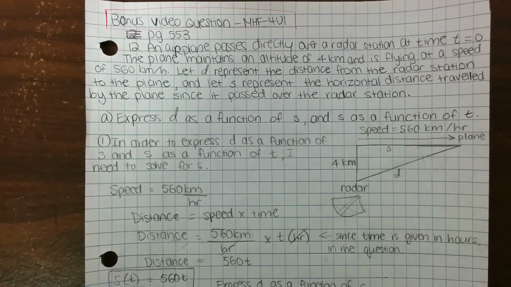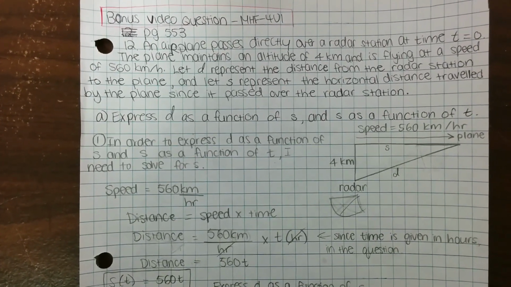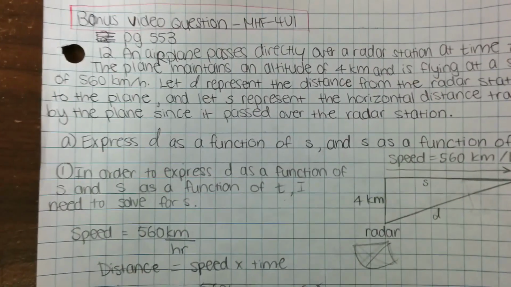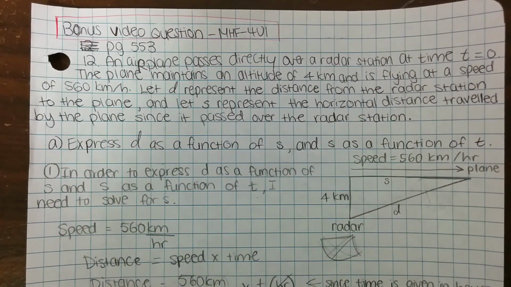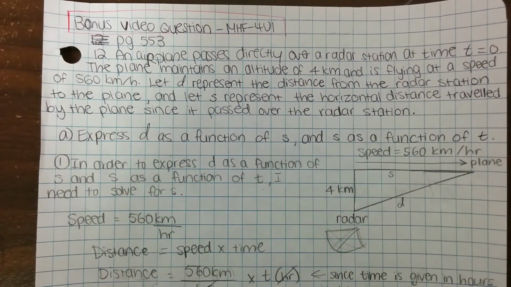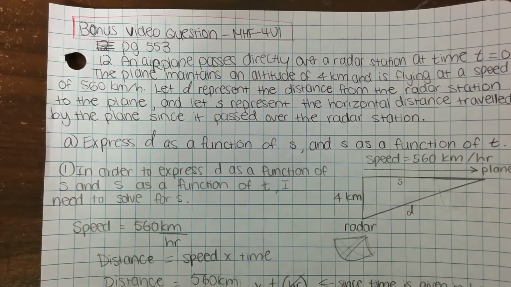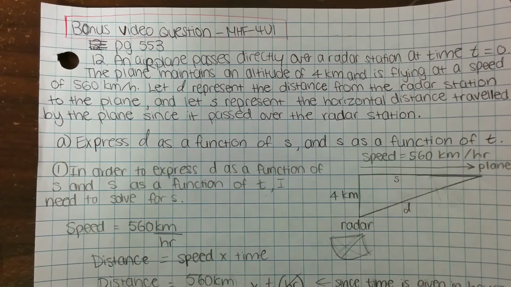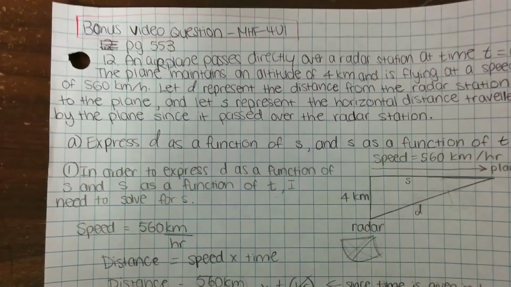Hello everyone. I will be doing question 12 from page 553. This is for unit 14. Okay, so the question is, an airplane passes directly over a radar station at time t equals 0. The plane maintains an altitude of 4 kilometers and is flying at a speed of 560 kilometers per hour.